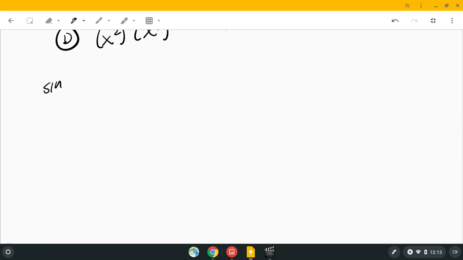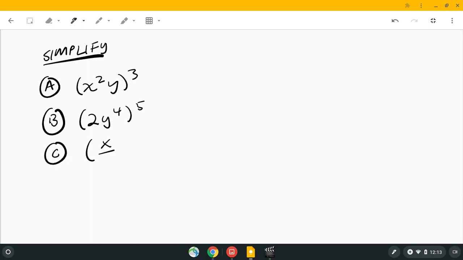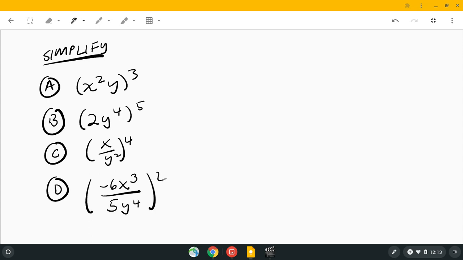Let's go ahead and take a look at these. Here, suppose that I have x squared y raised to the third, and 2y to the fourth raised to the fifth. And suppose I have x and y squared to the fourth. And suppose I have negative 6 x cubed over 5 y to the fourth, all raised to the second power.